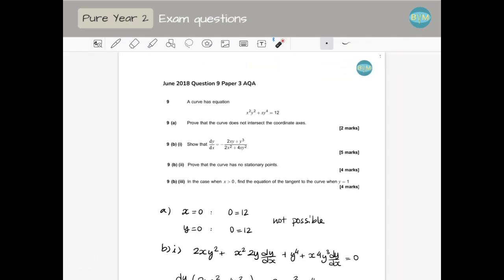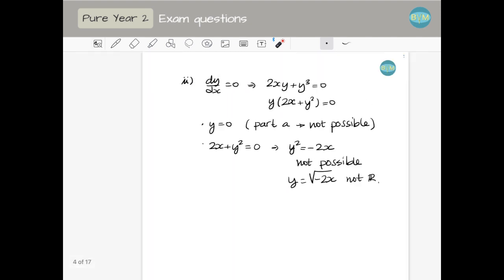Then the last part says, in the case when x is positive, find the equation of the tangent to the curve when y is 1. So when y is 1, we are going to find the gradient and we are going to find the x. Because if we need the equation of the tangent, we need the gradient and the point. I'm going to start finding x because I will need x to find the gradient as well. So when y is 1, I go here to find x.